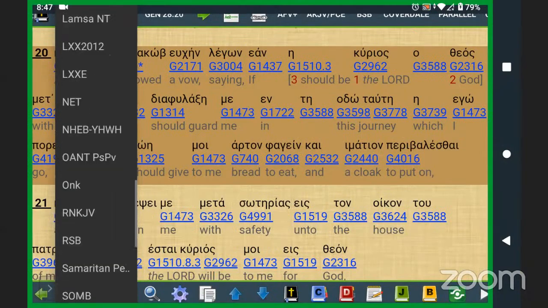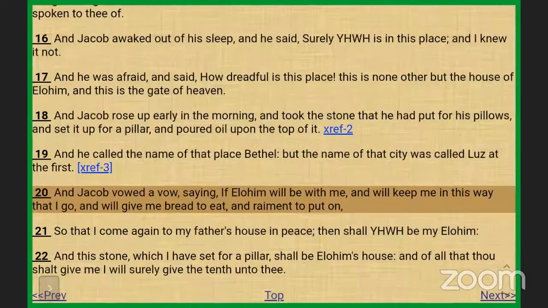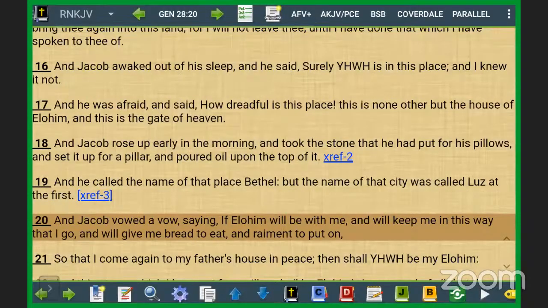So the Masoretic would not even have the word there at all. Even the substitution there is not there. So it would say in the Masoretic, and Jacob vowed a vow saying, if Elohim be with me.